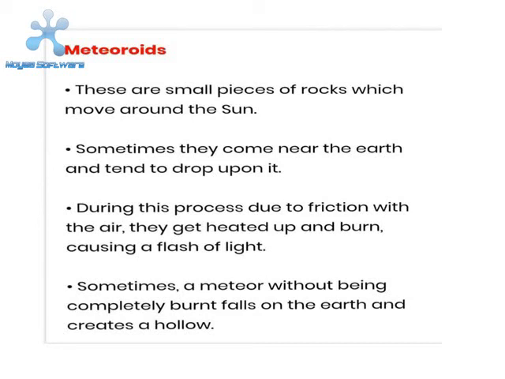Third point, during this process, due to friction with the air, they get heated up and burn, causing a flash of light. So meteoroids get heated up and burn, causing a flash of light due to friction with the air. Fourth point, sometimes a meteor without being completely burned falls on the earth and creates a hollow. So sometimes the meteorite does not completely burn and falls on the Earth's surface, and it creates a hollow.